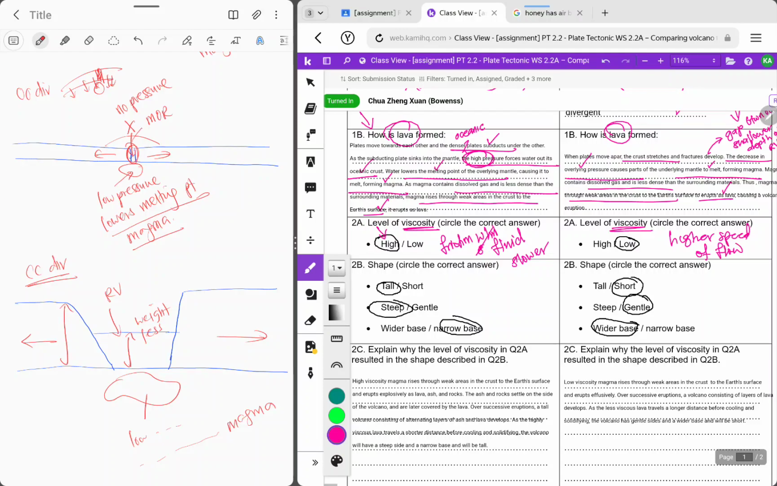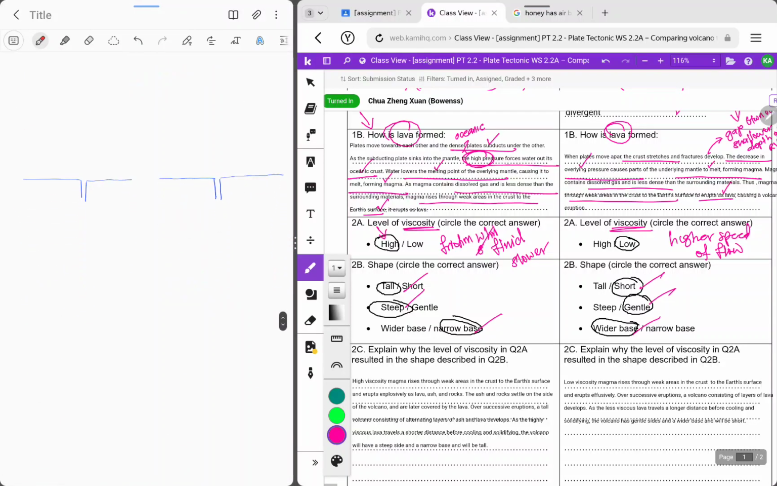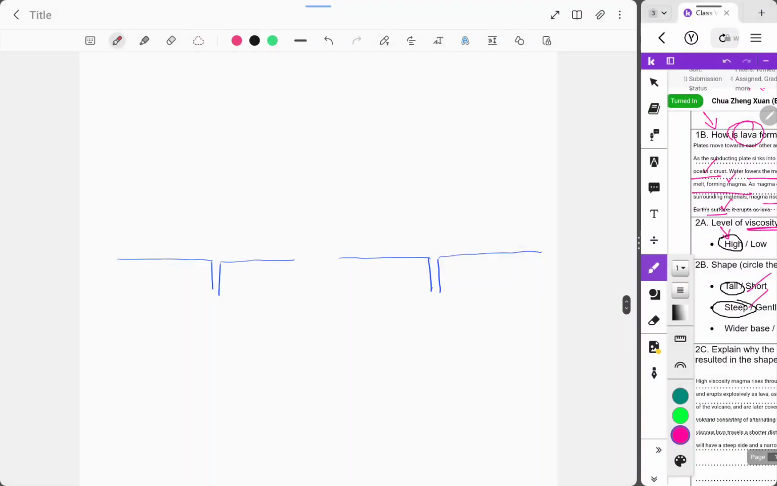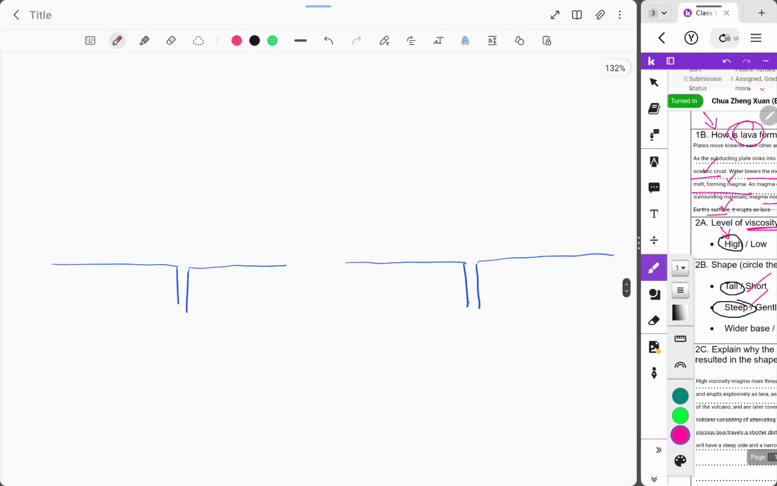Okay, how does this affect the volcano? So this one, most of you got this correct. Tall, steep and narrow versus short, gentle and wide. But I want to go through why that's the case, using this volcano as an example. Before we look into Cheng Xuan's script, let's take a look at this. Imagine this to be a convergent boundary. This one is a divergent boundary.